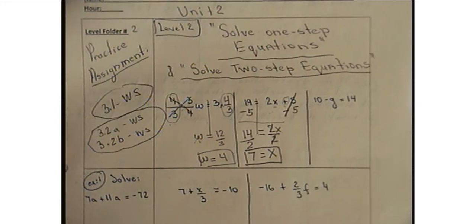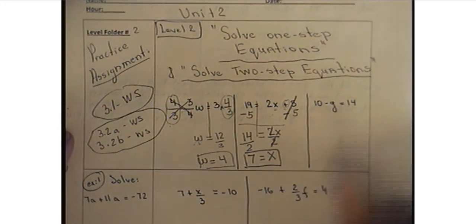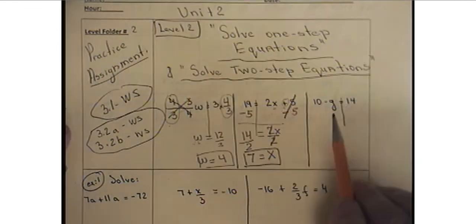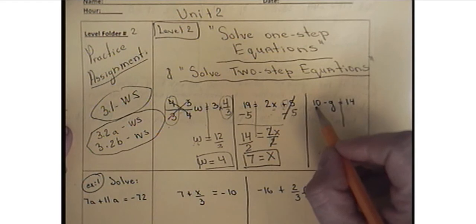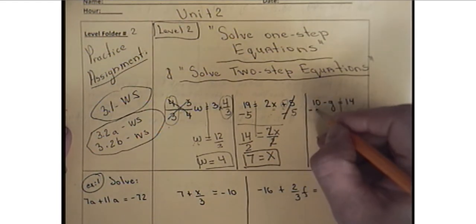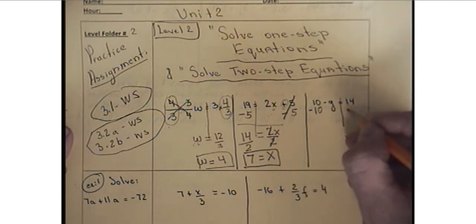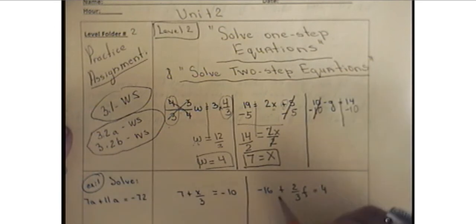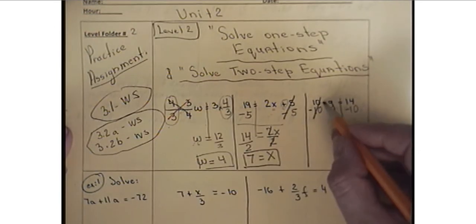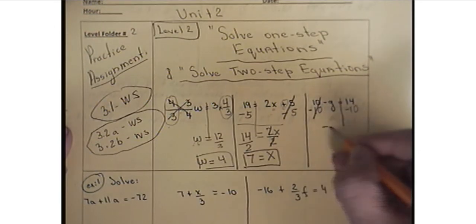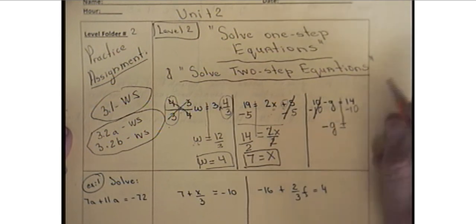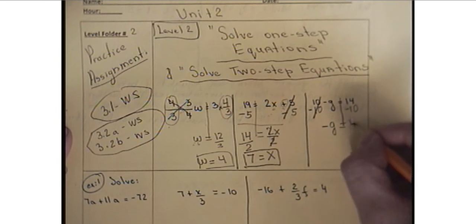Next equation, we have 10 minus g equals 14. So again, we want to solve for g, and first step is, because this is positive 10, we're going to do the opposite, which is minus 10. We will subtract 10 from both sides. 10 minus 10 cancel. What is left, now we have a negative sign in front of g, bring this negative sign down. It's equal to 14 minus 10, which is 4.